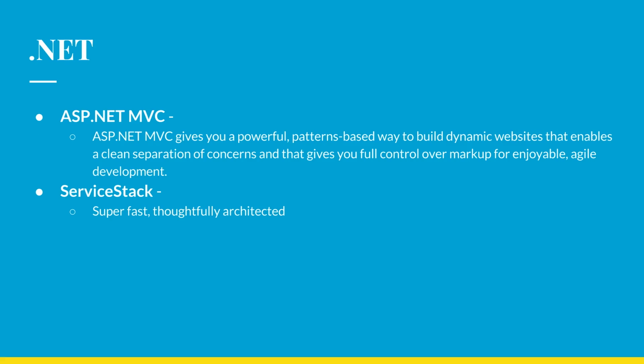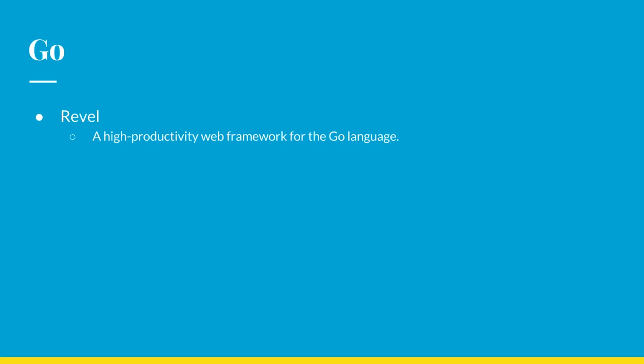And .NET, there's two that I've heard of. There's definitely more, but ASP.NET MVC, I think 5 is the latest, gives you a powerful pattern-based way to build dynamic websites that enables a clean separation of concerns. So if you're really into Windows, you have an IIS server on Windows, you're looking at enterprise level types of applications, ASP.NET will probably work well for you. And then there's something called ServiceStack, which I've heard people talk about, which is super fast, thoughtfully architected.